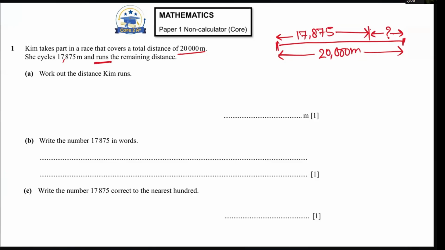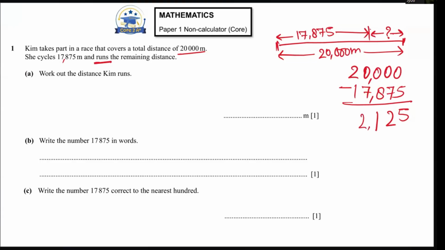So how can we find this? This is so easy, just subtract it. 20,000 minus 17,875. 10 minus 5 is 5. 9 minus 7 is 2. 9 minus 8 is 1. 9 minus 7 is 2. That's it. So work out the distance Kim runs. How many meters does she run? 2,125 meters.